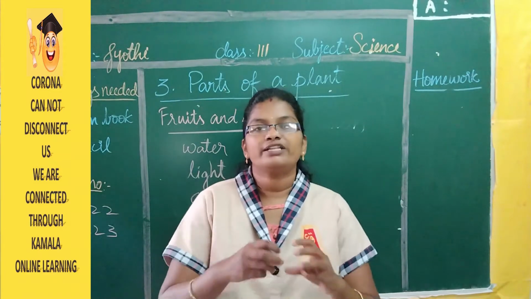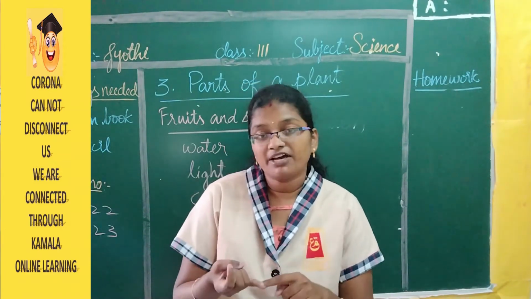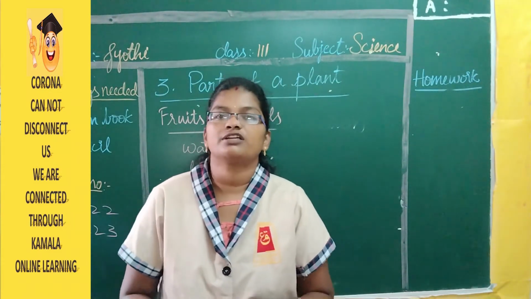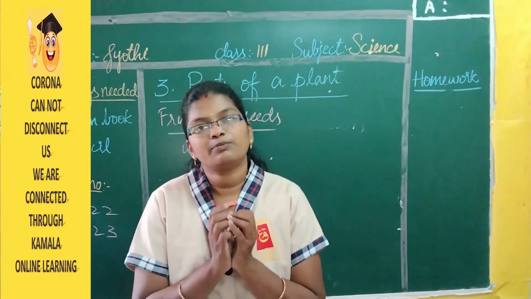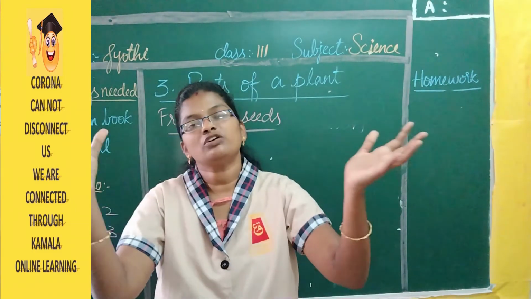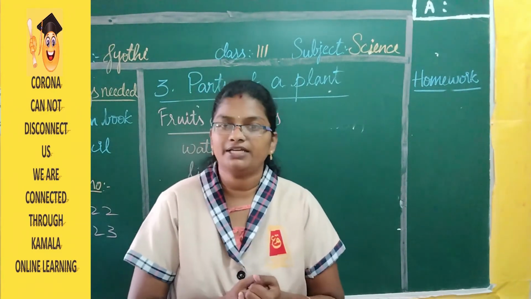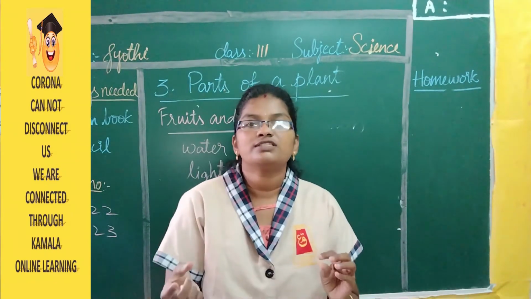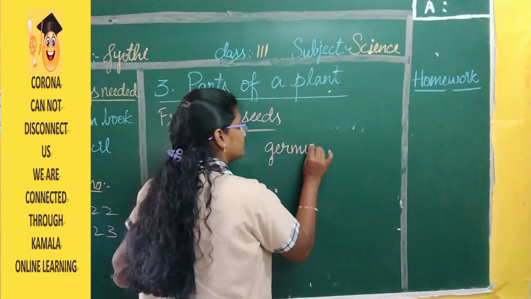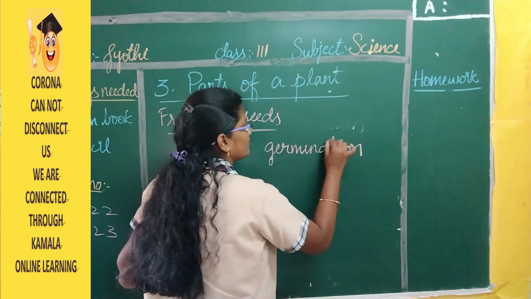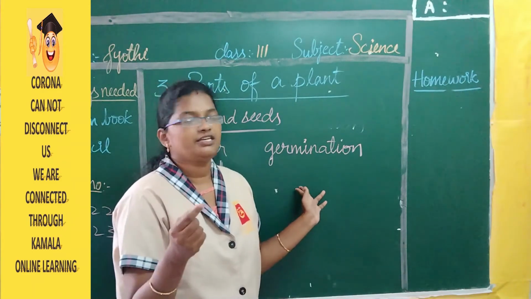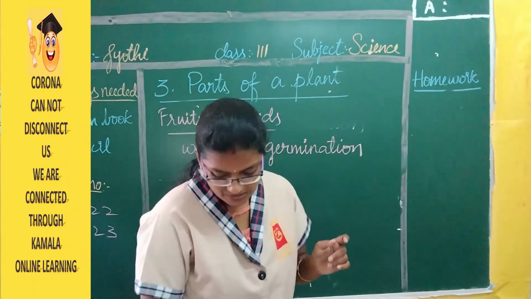As I already told you, once the seed falls onto the ground, it requires a proper amount of water, air and sunlight and even carbon dioxide. Once it gets all these things in a proper amount, the seed starts growing. A huge tree also starts growing from a small tiny seed. This entire process is called germination. So germination is nothing but a plant growing from the seed.